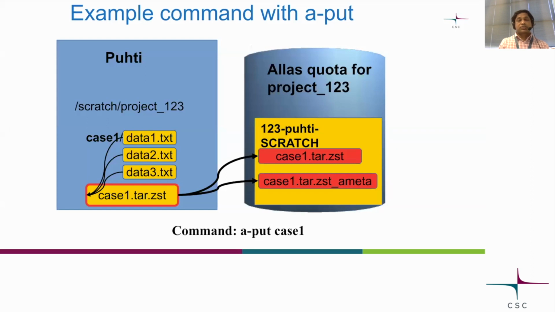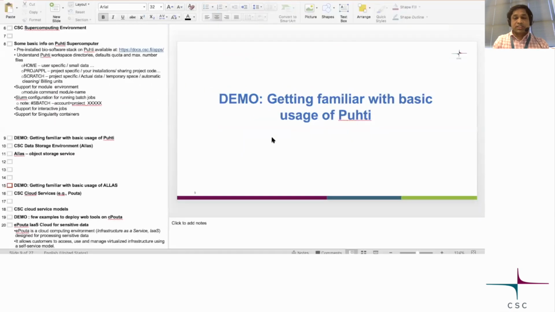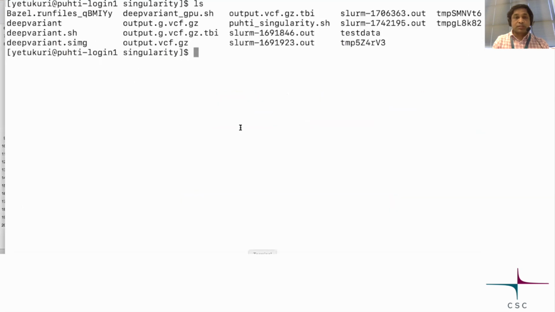So with a_put case1, in Atlas you are going to store an object called case1.tar. This is a zip file, and this kind of file structure information is used as a bucket name inside the Atlas. So I would like to briefly demonstrate that in the Puhti environment.